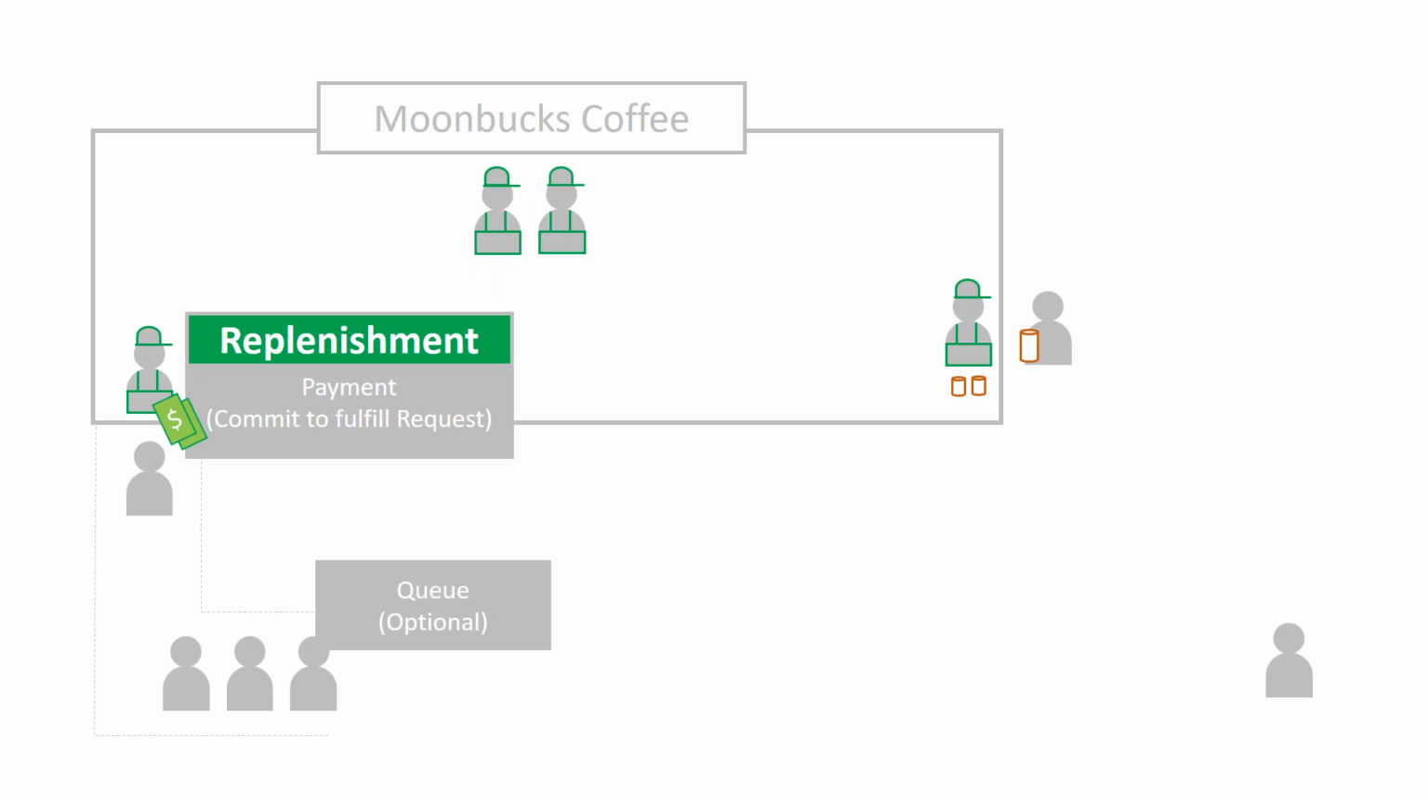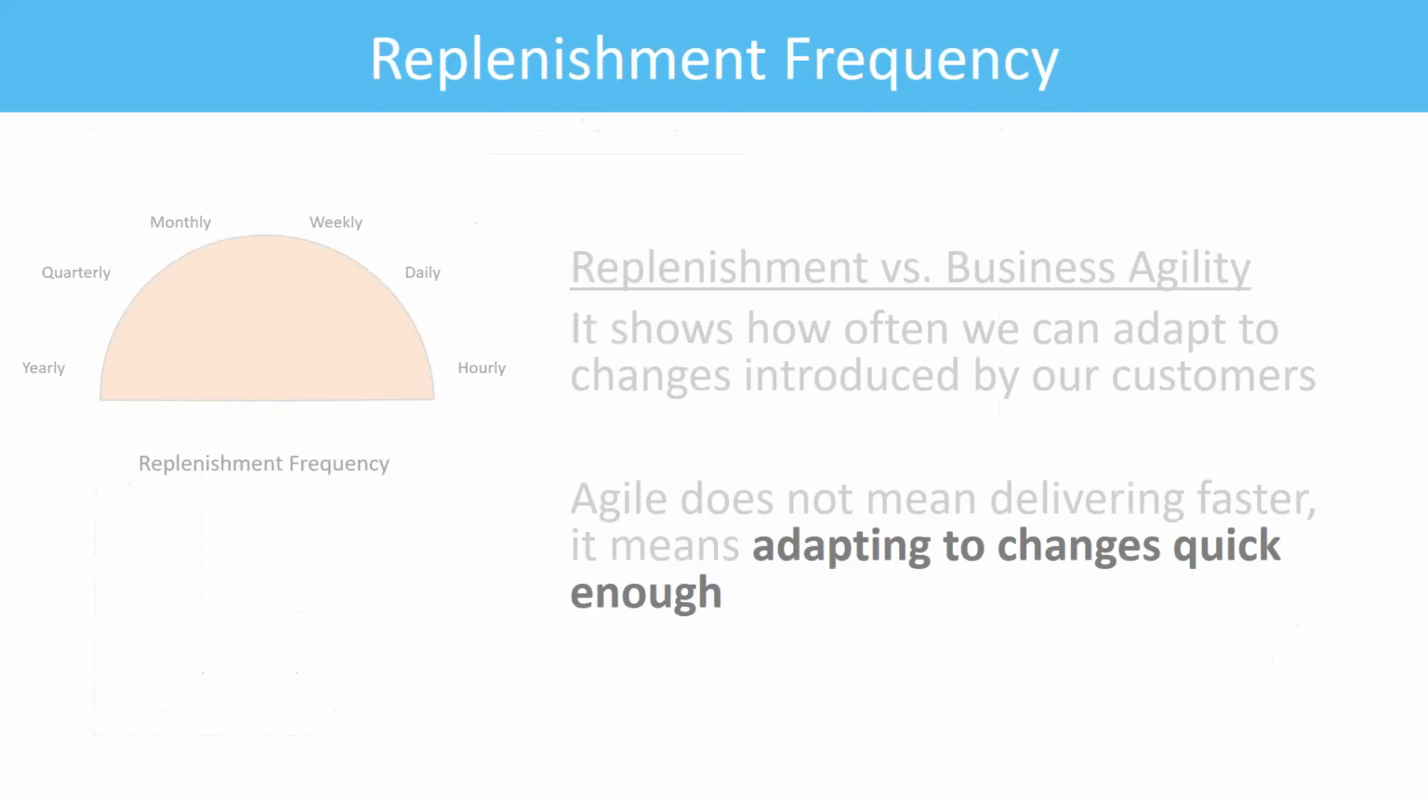So now that we have a definition of what replenishment is, so what? Why do we need to measure it? I thought we were talking about business agility. Well, replenishment shows how often we can adapt to changes introduced by our customers. Remember at the beginning of the conversation, we were talking about business agility equals how rapidly we can adapt to market and environmental changes. So replenishment goes hand in hand with it because it shows how often we can adapt to changes.